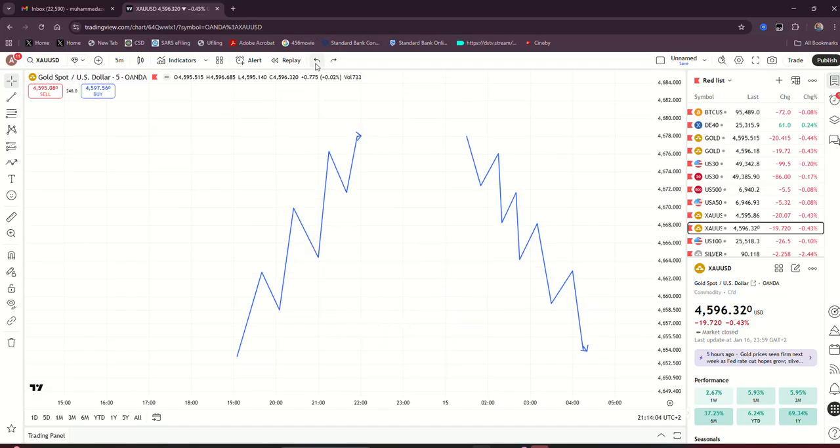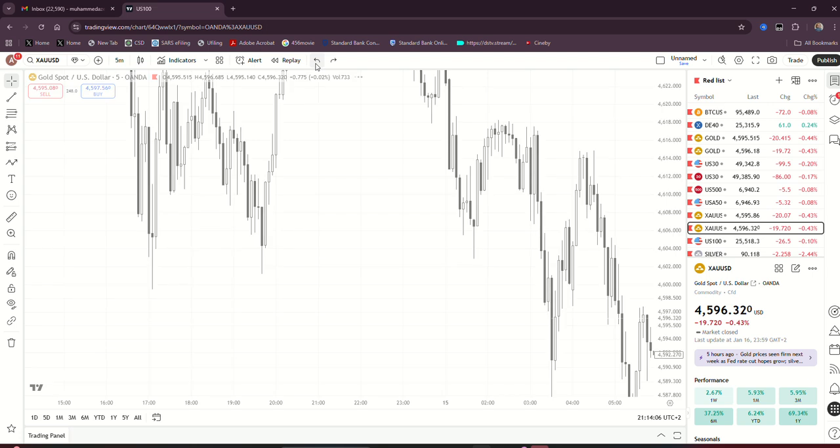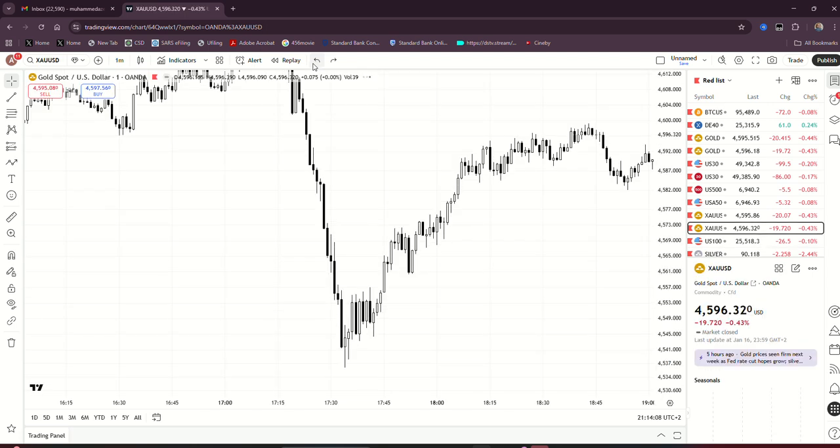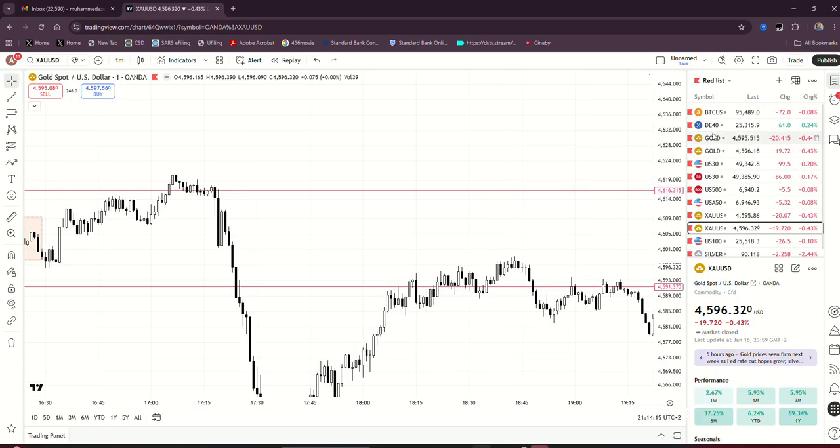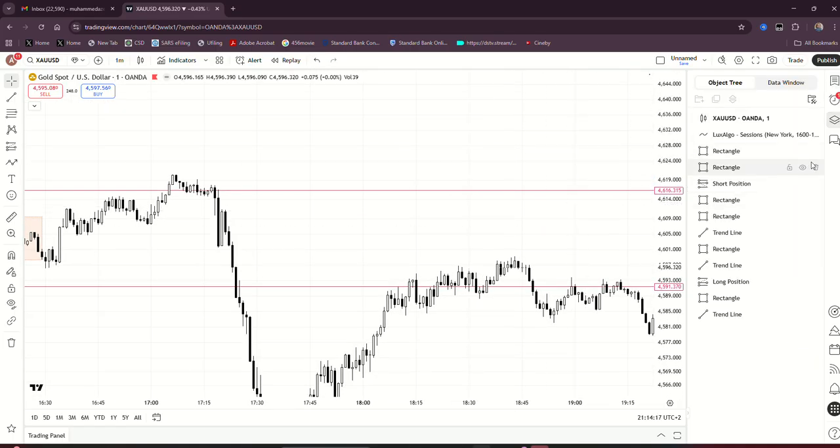Okay, sorry, I just want to see something. I think I mistakenly deleted something that I was supposed to delete. Yeah, I wasn't supposed to delete that indicator.